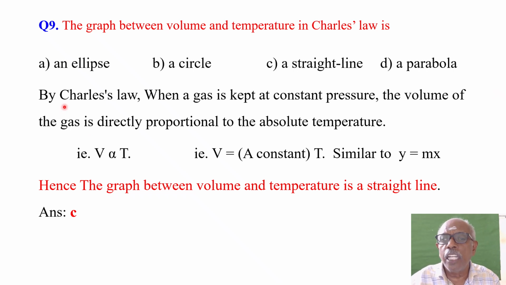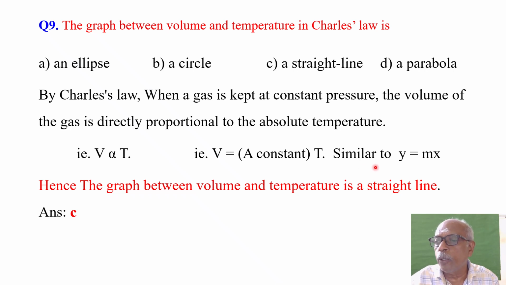Okay. What is Charles' law? By Charles' law, when a gas is kept at constant pressure, the volume of the gas is directly proportional to the absolute temperature. Is it not? Okay. So it means what? V is directly proportional to T. It means what? V is equal to a constant into temperature.